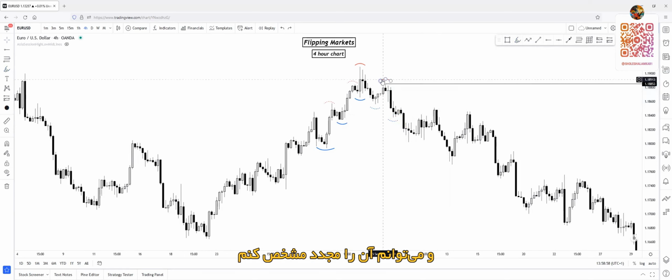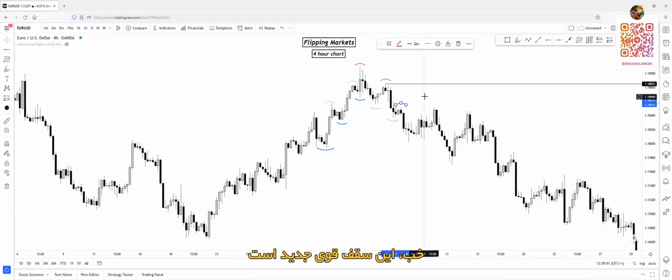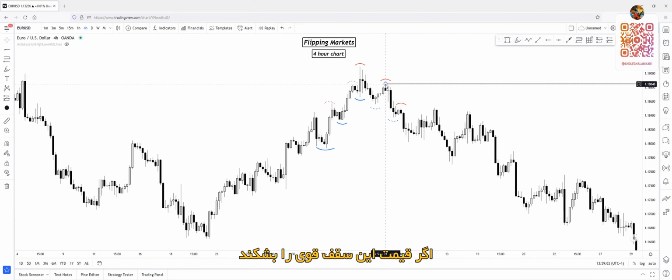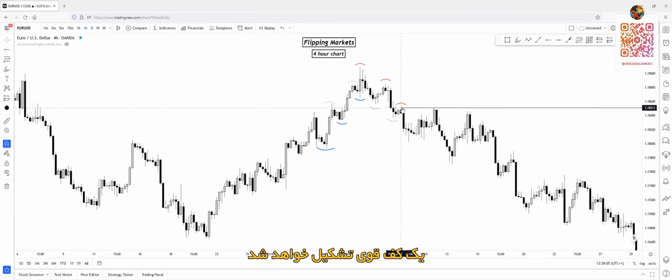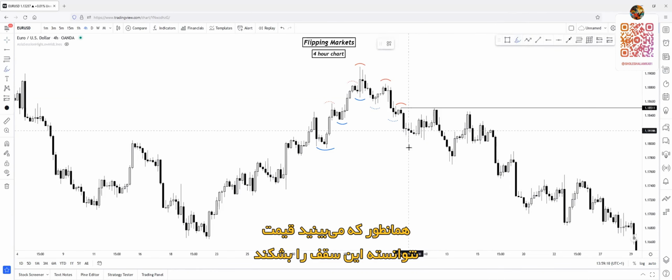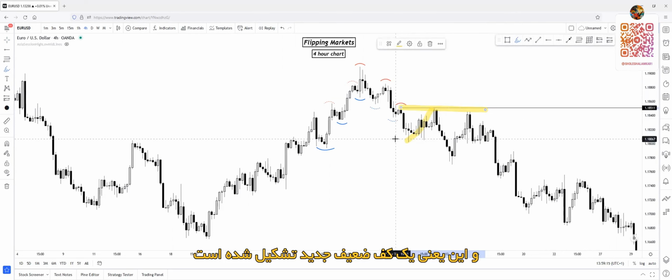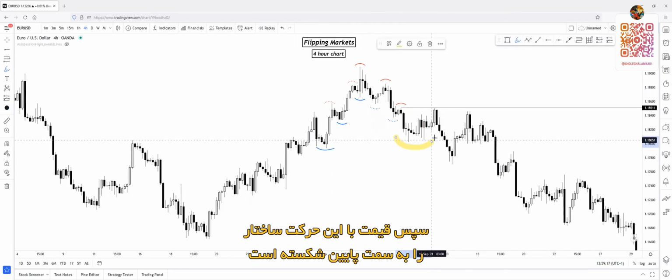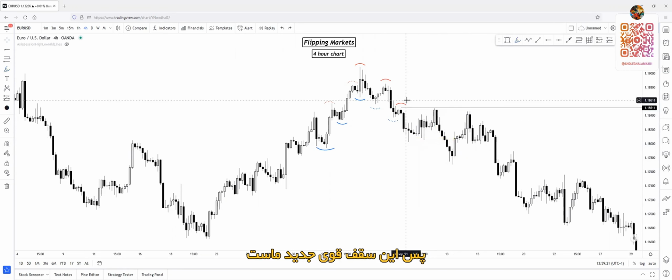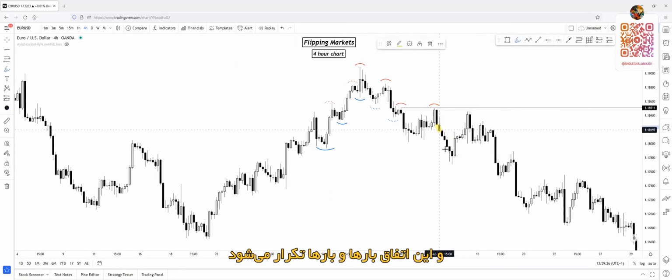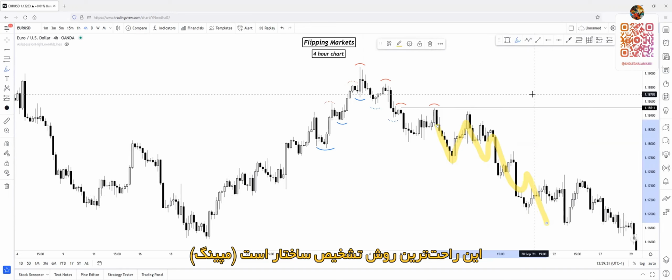And I can grab it again. Okay, this is our new strong high. If price breaks through this strong high, then a new strong low will be created. As you can see, price couldn't break above this high. It just tapped the line perfectly. So this means this is a new weak low, this one. After this, price broke structure to downside here with this movement. So this will be our new strong high. And this goes on and on again. This is the easiest way to map out the structure.